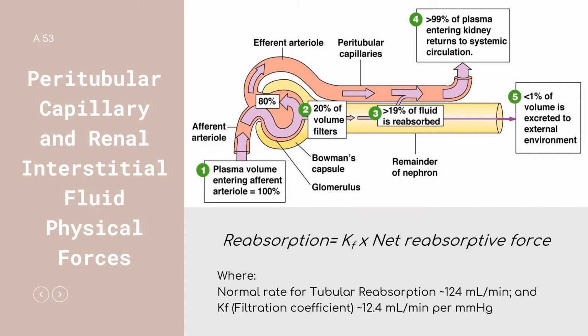This means that as the glomerular filtrate would pass the renal tubules, 99% of the water and most of the solutes are reabsorbed. And this reabsorption across the peritubular capillaries can be calculated using the formula, in which the values, as seen, have their normal levels. The Kf, filtration coefficient, is normally around 12.4 milliliters per minute per mmHg, whereas the normal rate for tubular reabsorption goes at around 124 milliliters per minute.